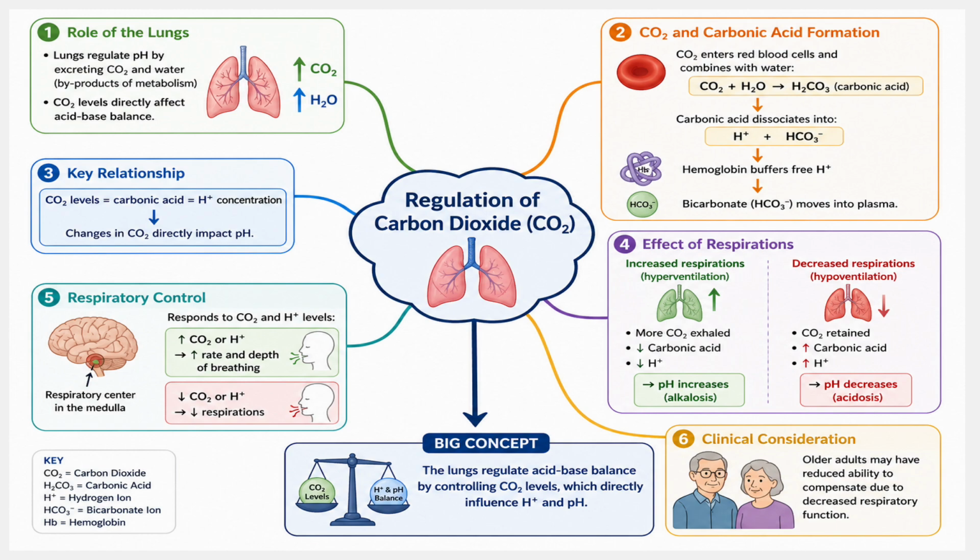So now when CO2 enters the bloodstream, it moves into the red blood cells and combines with water to form carbonic acid. This carbonic acid then quickly breaks down into hydrogen ions and bicarb. The hydrogen ions contribute to acidity, basically, while bicarbonate acts as a buffer against this acidity.